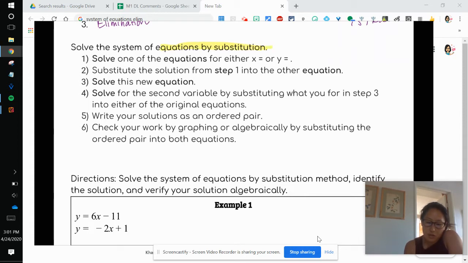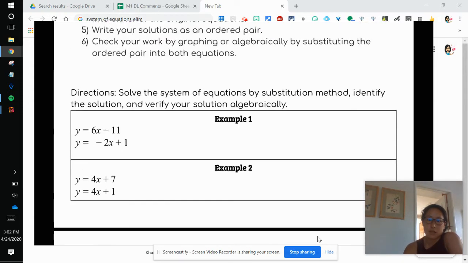Okay. So the steps to solving a system of equations by the substitution method: we're going to solve the first equation for either x or y, it doesn't matter which. And then we're going to substitute the solution from step 1 into the second equation. We're going to solve for that new variable, and then we're going to use that variable to find the value of the other variable. There are a lot of steps, so let's go ahead and get started.